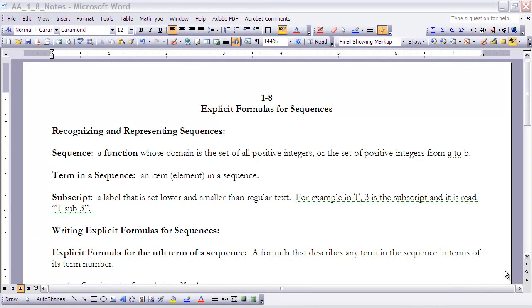Okay, these are the notes for section 1.8, explicit formulas for sequences. If you haven't done so already, make sure that you've read 1.8. If you haven't, go ahead and stop the video, read it, and then start it again.